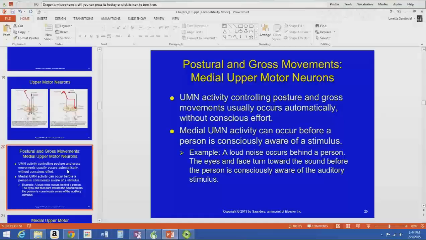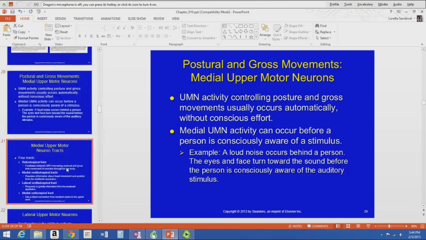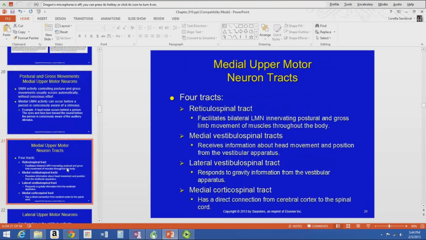The medial upper motor neuron activity can occur before you're even consciously aware of a stimulus. The example is a loud noise occurs behind you and your eyes and face turn towards the sound before you're even consciously aware of the auditory stimulus. It happens so fast, and it's on that unconscious level. You start the motor pathway before you're even consciously aware of the stimulus that caused it, which is kind of cool that we can react that fast.